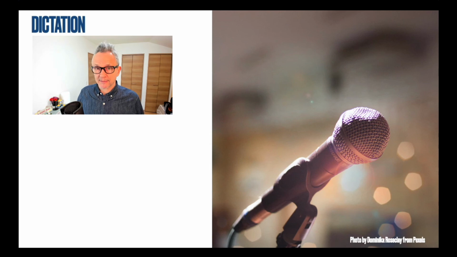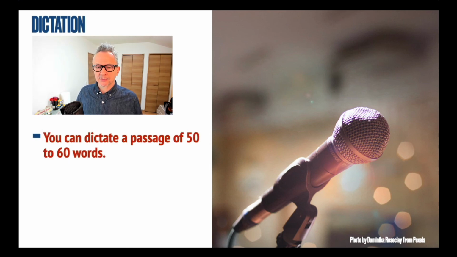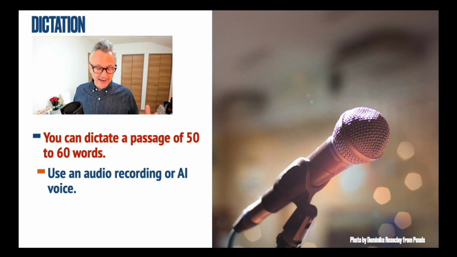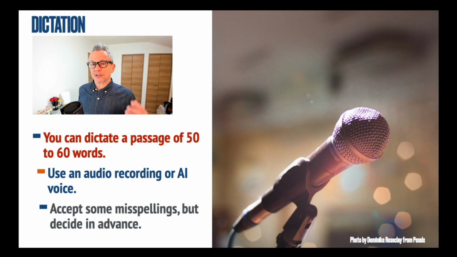Finally, one simple kind of test also is a dictation test. So you can dictate a passage of 50 or 60 words that you want to test the students on, make sure it's the right level. You can use an audio recording or even an AI voice. Your computer can generate the audio and you can save that as a file. And if you're going to do a dictation quiz or test, you should probably accept some misspellings in advance. If it's understandable but misspelled a little bit, you might be able to have a list of accepted misspellings. And so a dictation is a very simple and quick way to make a test that can work for listening.